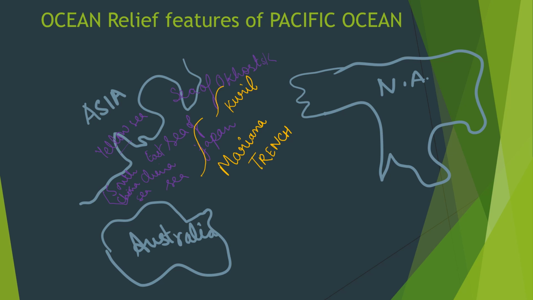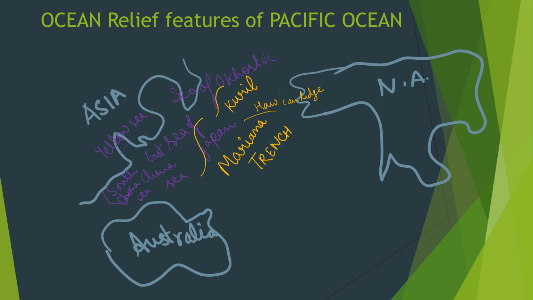We have some ridges also present here. There are fewer ridges present in the Pacific Ocean compared to the Atlantic Ocean, because a very famous ridge, the Mid-Atlantic Ridge, is present there. But here we have one that is present here. Here we have the Hawaiian Ridge. We have heard about the Hawaiian Ridge.